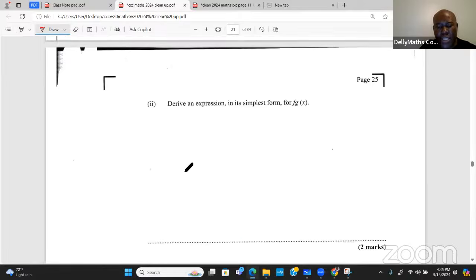Let's go for the other question. The other question says, derive an expression in its simplest form for f of g of x. All right, so f of g of x, let's grab the f function. The f function says we have (2x minus 1) all over 3. And the g function was given as 5 minus x squared. What we're going to do is put the g function in the f function.